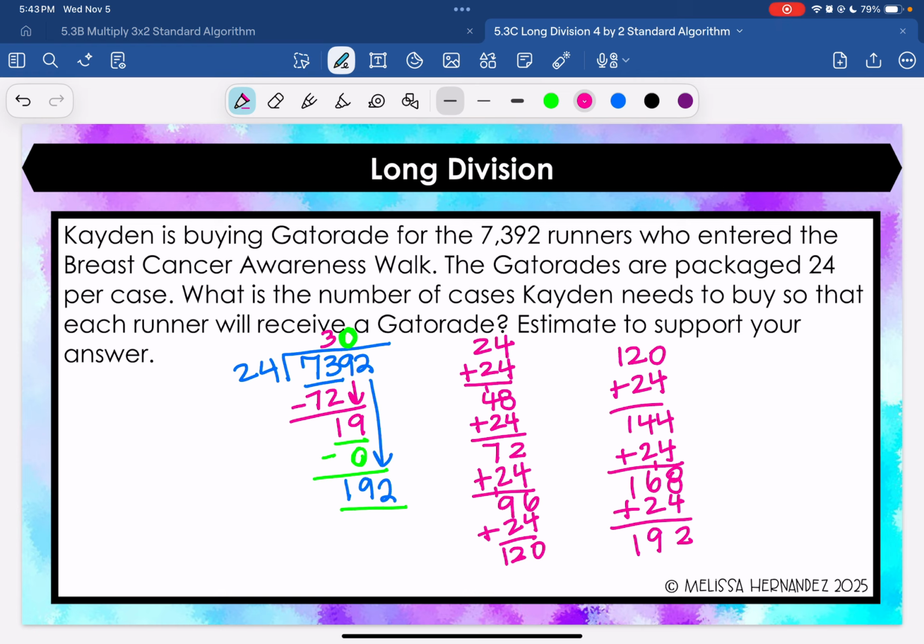Now, it went in exactly. It went in exactly to 192 evenly. There's no remainder. Go back and count how many 24s. 1, 2, 3, 4, 5, 6, 7, 8. So in other words, 8 times 24 is 192. Subtract, the remainder is 0. All right, let's go to the next problem.